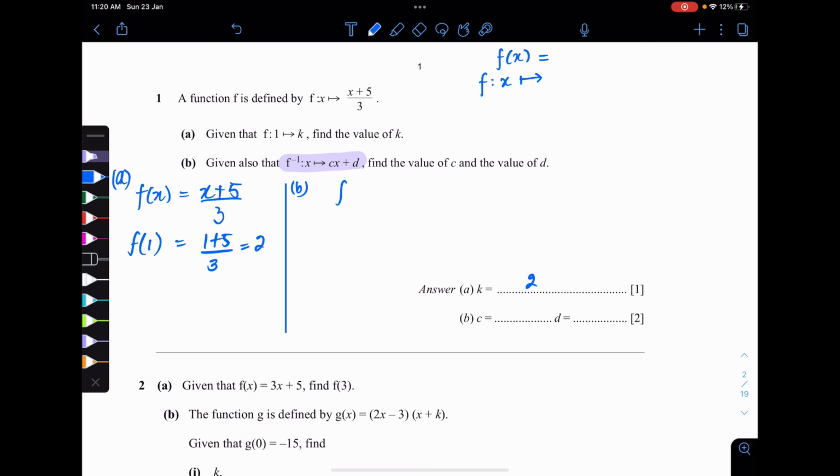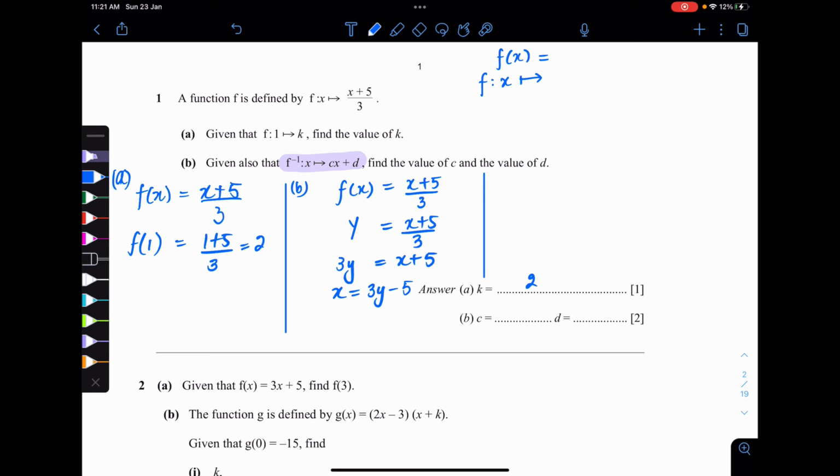We're going to find f inverse of x on our own first. So f of x is (x plus 5) over 3. Step 1, replace f of x with y. y is equal to (x plus 5) over 3. Cross multiply: 3y is equal to x plus 5. I'm trying to make x the subject, so x is equal to 3y minus 5. Eventually, you make two replacements, and f inverse of x is equal to 3x minus 5.